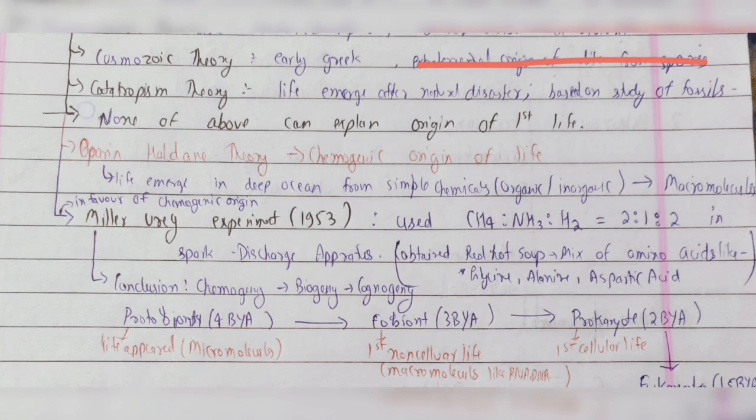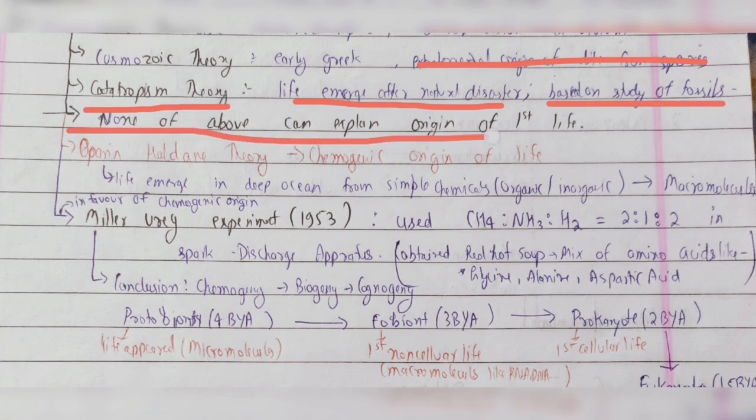outside the planet. Then came the catastrophism theory. According to this, life emerged after natural disasters. It was based on the study of fossils, but none of the above theories can explain the origin of the first life, how the first life appeared on the earth.